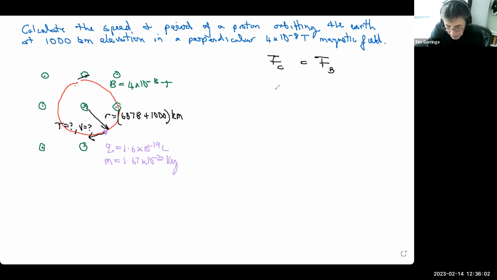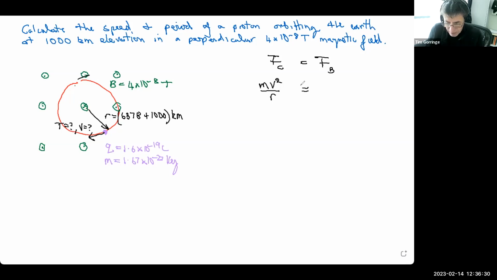I'm going to fill in my understanding of centripetal force and my understanding of magnetic force to derive an equation for the velocity and ultimately the period of the orbiting proton. So the centripetal force, you might remember, is dependent on the velocity of the motion in a circular path, the radius of the motion in the circular path, and the mass of the particle that's orbiting in the circular path. It's mv squared over r.